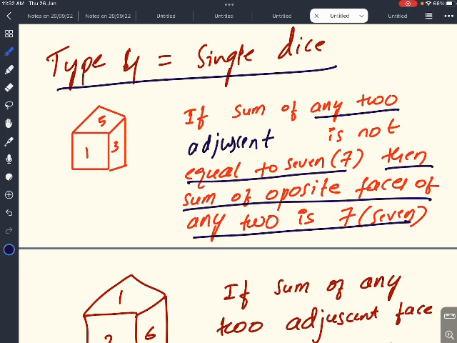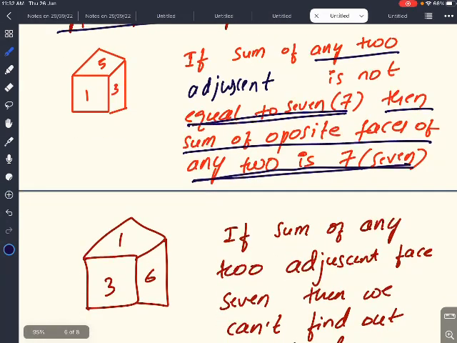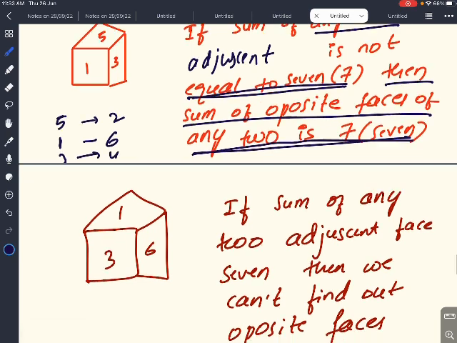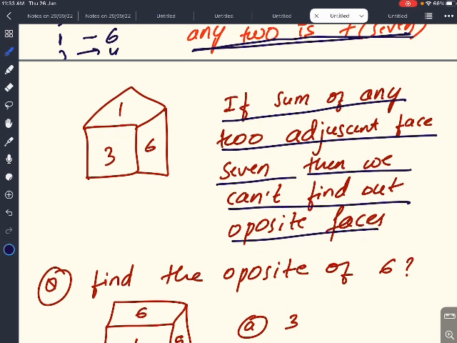If the sum of any 2 adjacent sides is not equal to 7, then the sum of opposite faces is 7. 5 and 3 is 8, 5 and 1 is 6, meaning the sum of the adjacent sides is not equal to 7, so opposite faces always sum to 7. 5 opposite is 2, 5 plus 2 is 7. 1 opposite is 6, 3 opposite is 4.